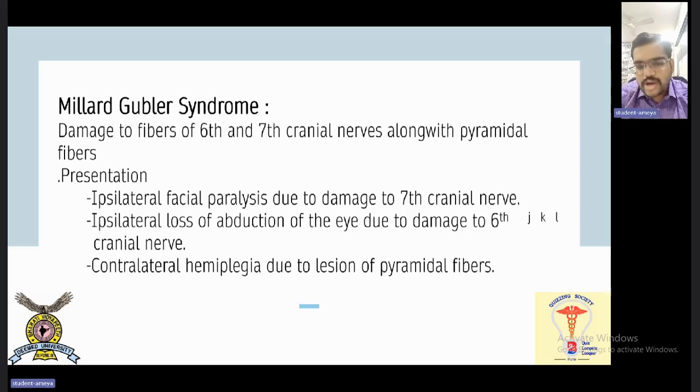contralateral hemiplegia due to lesion of the pyramidal fibers. So how do I remember Millard-Gubler syndrome? You spell the words Millard and Gubler. Millard is made up of 7 letters and Gubler is made of 6. So that's why it involves the 6th and 7th cranial nerves.